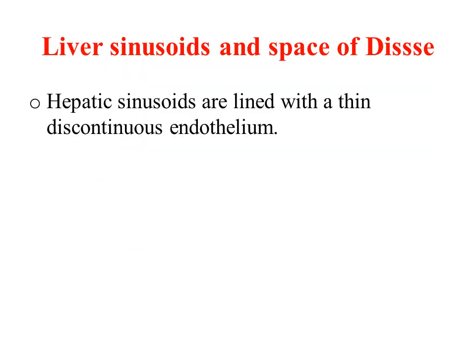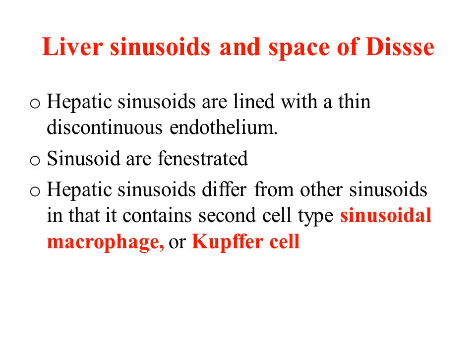Liver sinusoid and the space of Disse. Hepatic sinusoids are lined with a characteristic type of epithelium called discontinuous endothelium, and the sinusoids of the liver are characteristically fenestrated. They have pores, or fenestrations. The hepatic sinusoid is different from other sinusoids in that it contains a second cell type called the sinusoidal macrophage, a special type of macrophage called the Kupffer cell of the liver.